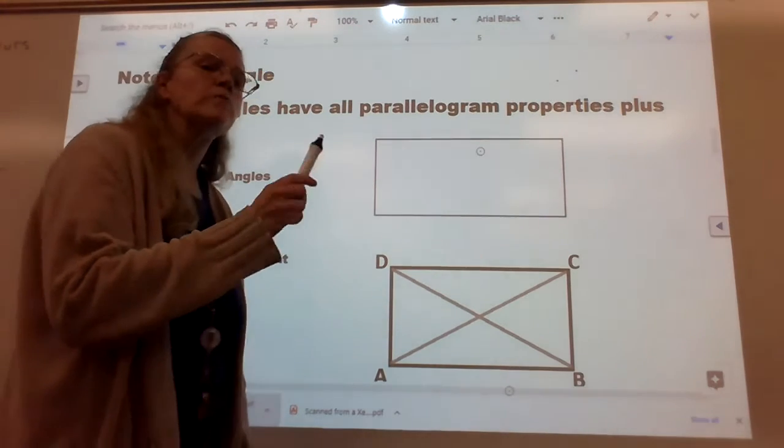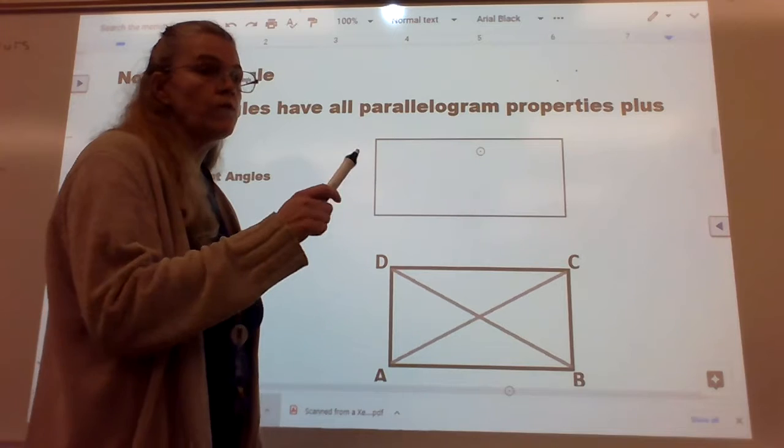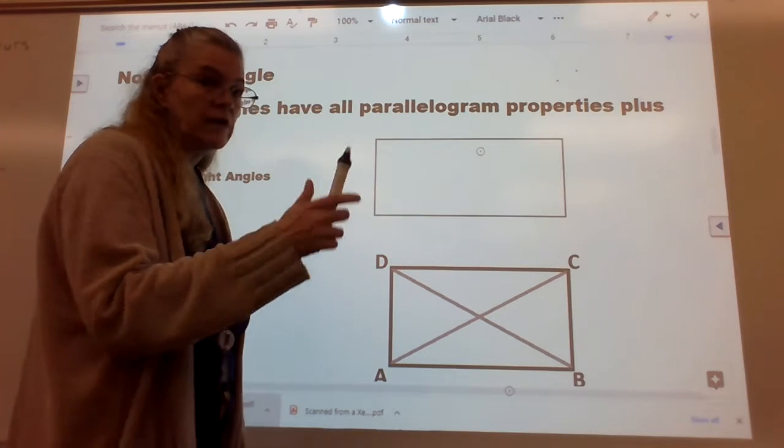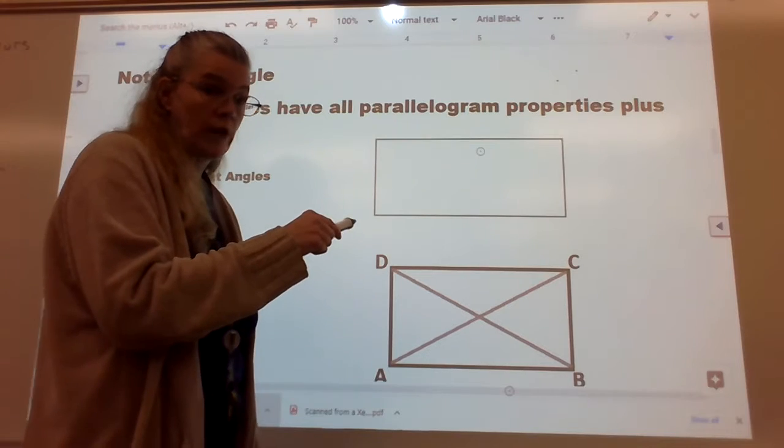Hi, we've been working on parallelograms. So far we've had just any old parallelogram. We've talked about rhombus. Now we're going to talk about rectangles and squares.